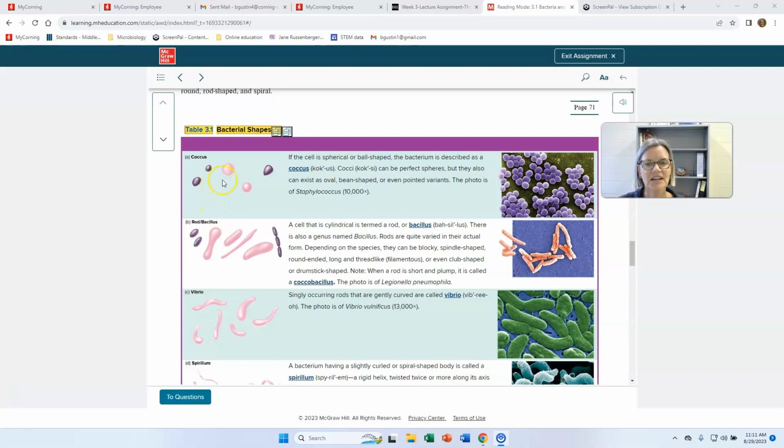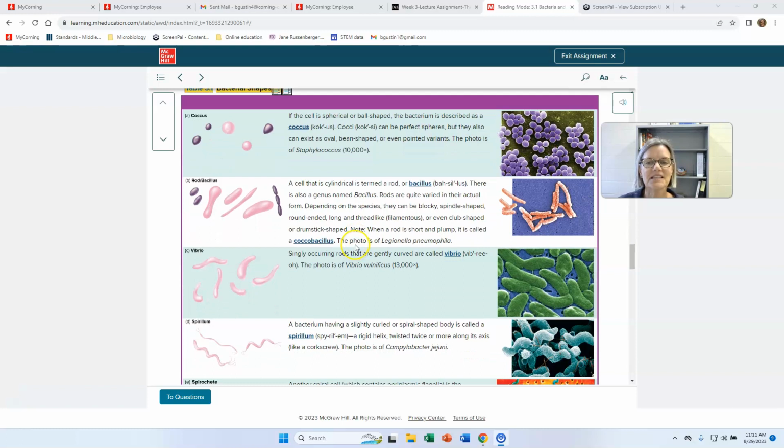Coccus-shaped bacteria mean that they're round. So here's lots of round bacteria. They're coccus-shaped. And it's telling you, oh, they may or may not have a little point on the end, but generally you're looking for bacteria that are round, for coccus-shaped.